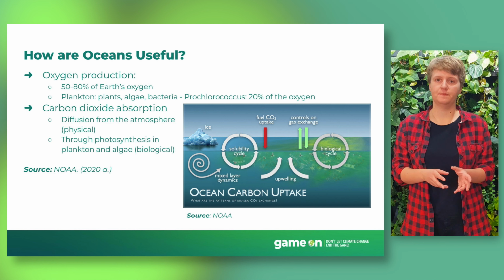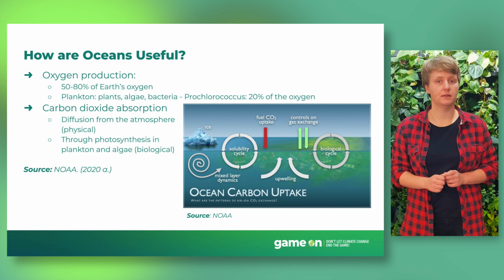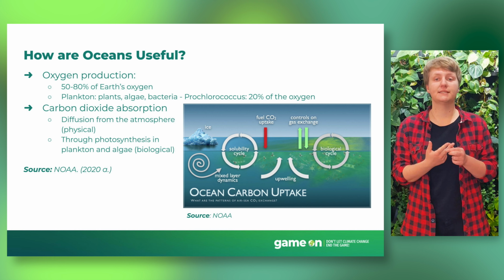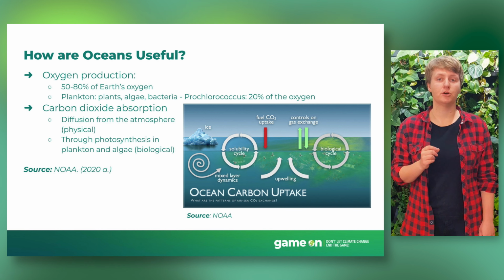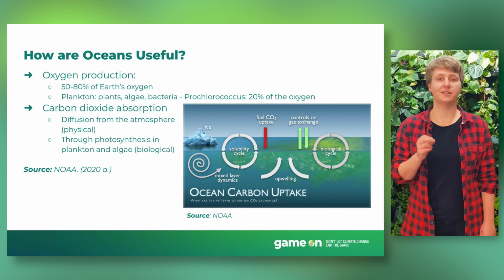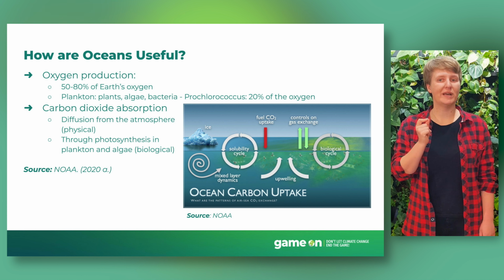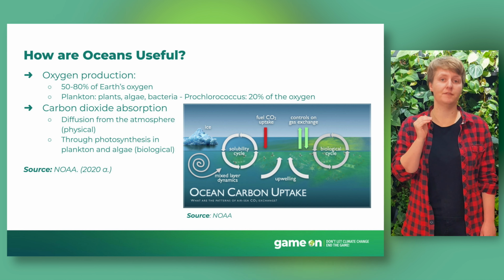Coming back to oxygen, it is produced by oceanic plankton, drifting plants, algae, and some bacteria that can photosynthesize. One particular species, Prochlorococcus, is the smallest photosynthetic organism on Earth. But this little bacterium produces up to 20% of the oxygen on the planet. That's a higher percentage than all of the tropical rainforests on land combined.